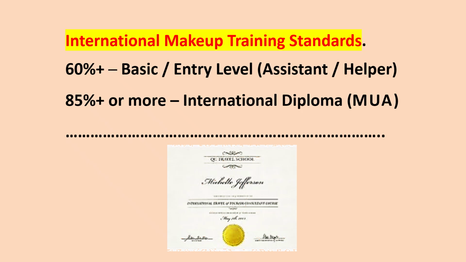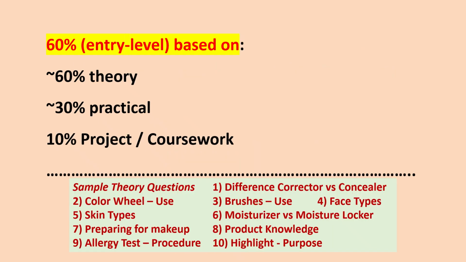And the advanced international diploma, which will make you an independent makeup artist, 85 to 90% is the minimum standard. For entry level, that is for assistants and helpers, 60%, okay. 85 to 90% is the minimum requirement to get international diploma so that you can be an independent makeup artist. Now we will see the exam pattern and exam questions. So first we have entry level, minimum 60% entry level.